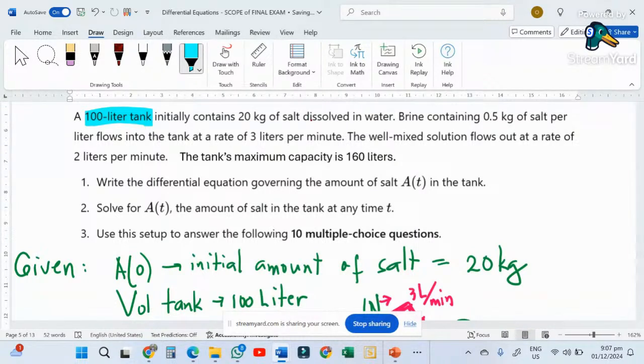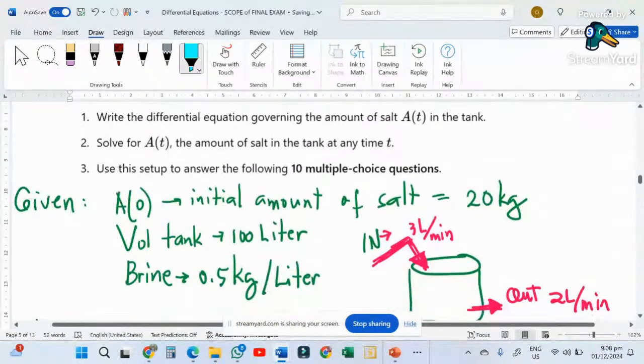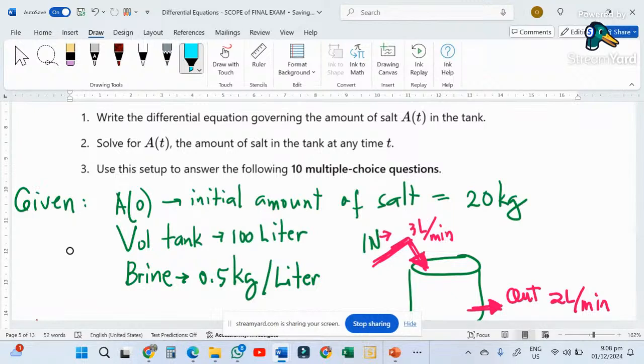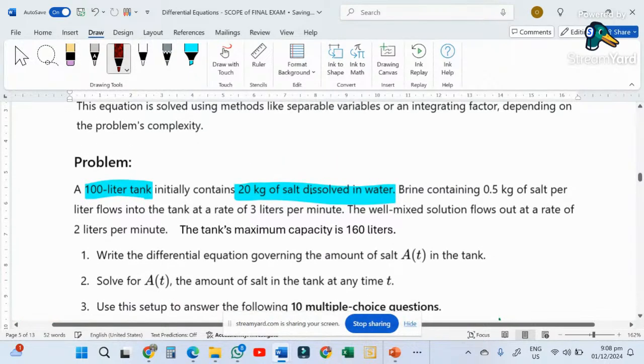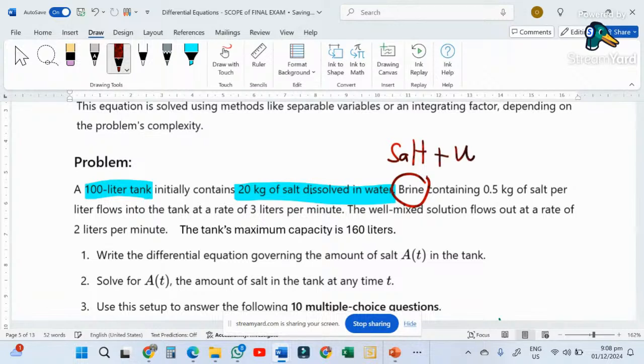A 100-liter tank initially contains 20 kilograms of salt dissolved in water. Okay, so here are my initial values. I have already solved it, so I just have to disseminate it. The initial amount of salt here is 20 kilograms, and the initial volume of water is 100 liters. You can put an S there if you want. Brine is the name of the solution that has salt and water. Okay, salt plus water is called a brine. So the brine containing 0.5 kilogram of salt per liter flows into the tank at a rate of 3 liters per minute.